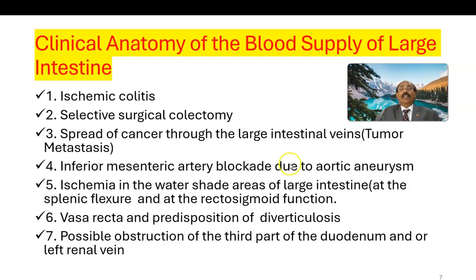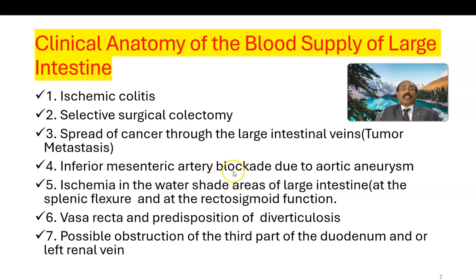Spread of cancer through the large intestinal veins, tumor metastasis, particularly by the mesenteric vein, goes to the portal vein, and the cancer cell, this is the malignant tumor cell, will usually go to the liver, and we know that liver is a common site of metastasis.